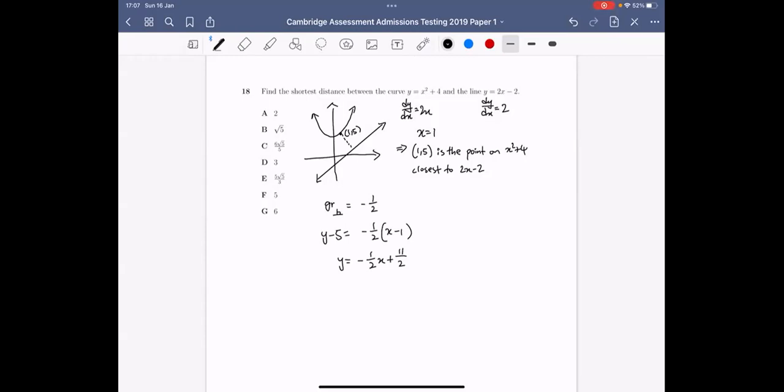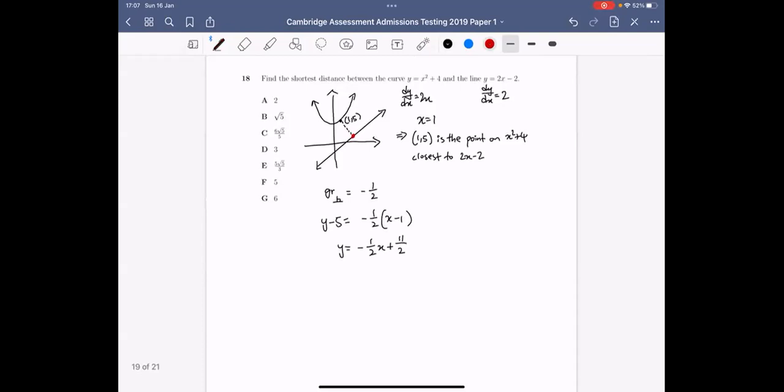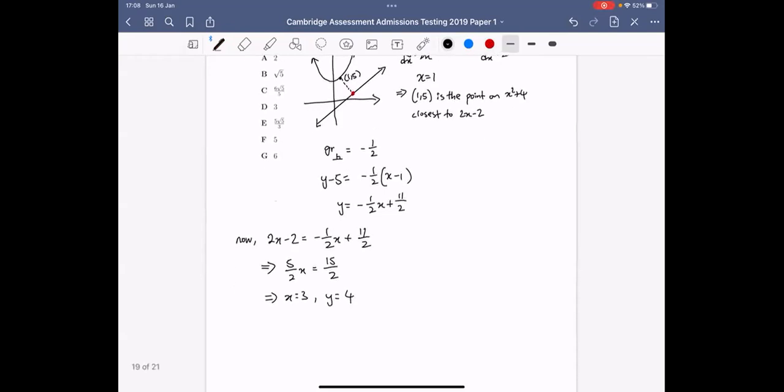Now we find the intersection point of these two lines, represented by the red dot that I just put on there. Now we have 2x minus 2 is equal to -1/2 x plus 11 on 2, which means 5 on 2 x is equal to 15 on 2. So x is equal to 3, and so y is equal to 4. So now we have this point here, 3, 4.